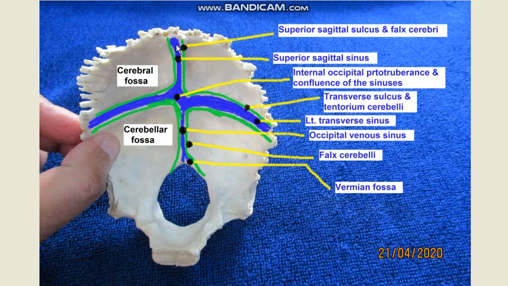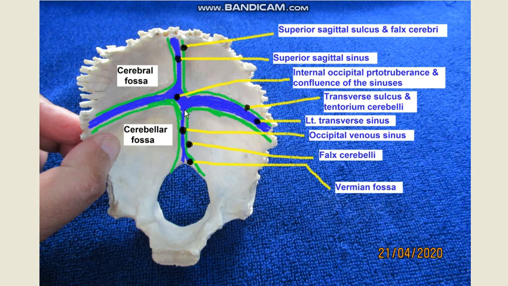You can make out here that the superior sagittal sinus is more in continuity with the right transverse sinus, and for your information, the straight sinus is more in continuity with the left transverse sinus. However, you do have a cross channel of communication, which is called the confluence of the sinuses. So here you have the internal occipital protuberance and the confluence of the sinuses.